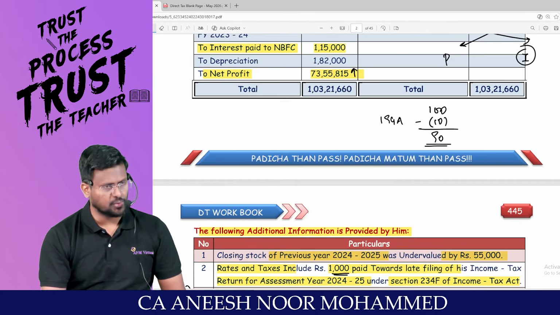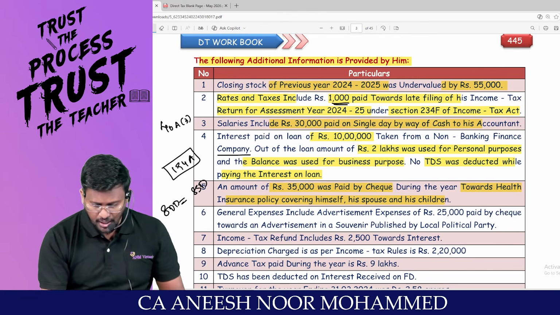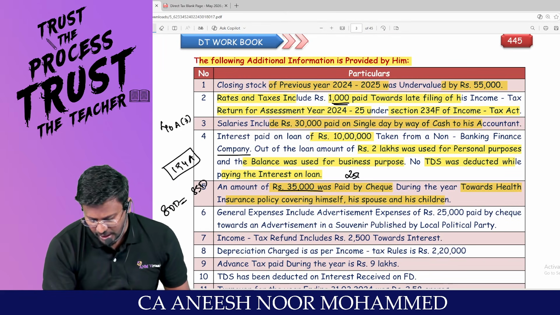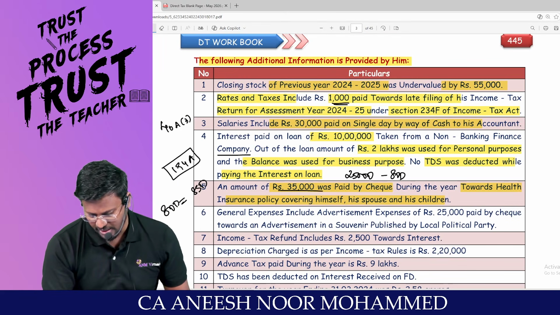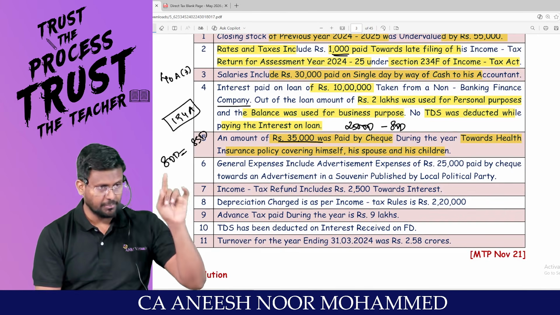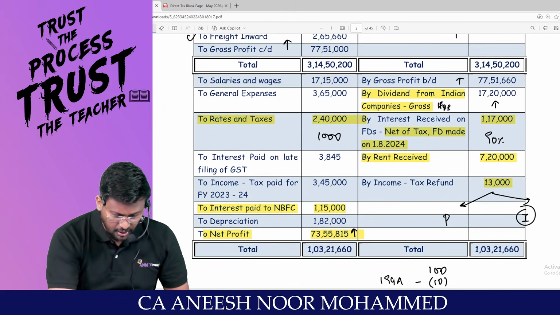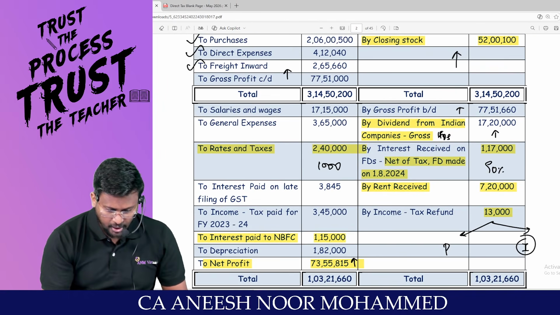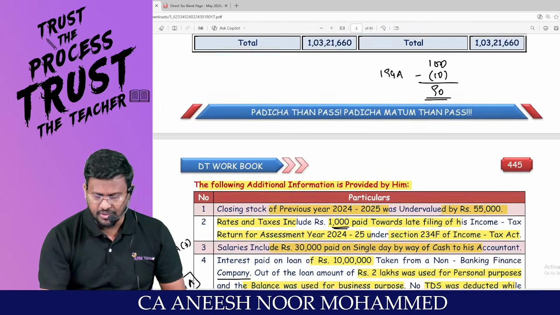That means normal person only. That means in set number 1, he can claim 25,000 rupees as deduction under 80D. General expenses include, that means in the profit and loss account, we are having general expenses. Look here, 3,65,000 rupees is the general expense.